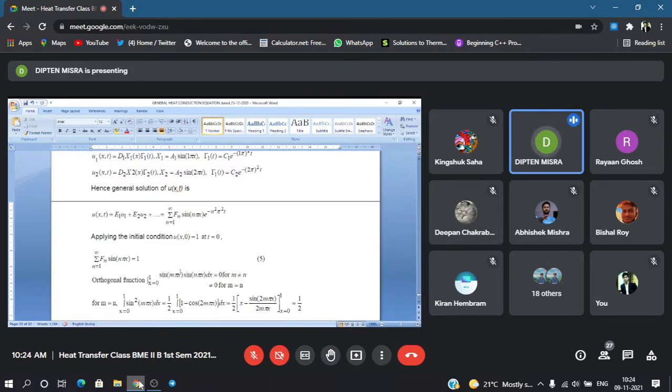Now, if you have an orthogonal function and multiply it with another orthogonal function, then the integral will be 0. The integration of this orthogonal function with respect to itself, maybe with the same value of the eigenvalue, or maybe a different value of the eigenvalue, if you integrate this within the span of your interest, x between 0 and 1, the integration value is equal to 0 for different values of m and n, when m is not equal to n, and it is not 0 for m equal to n.